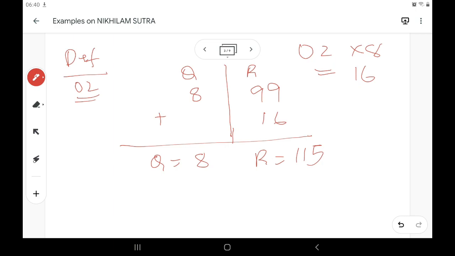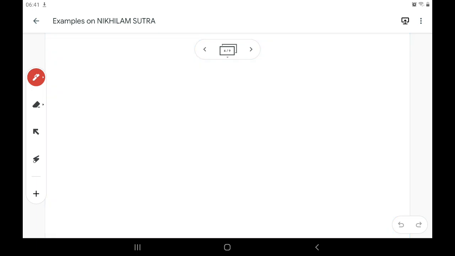But all of us know an important rule for division calculations, that is, the remainder should never be greater than or equal to the divisor. But in this case, the remainder is greater than the divisor. So what do we do? We simply do a simple division calculation to find out the ultimate remainder. So 115 divided by 98. So 98 once is 98. So you'll get 17 here.